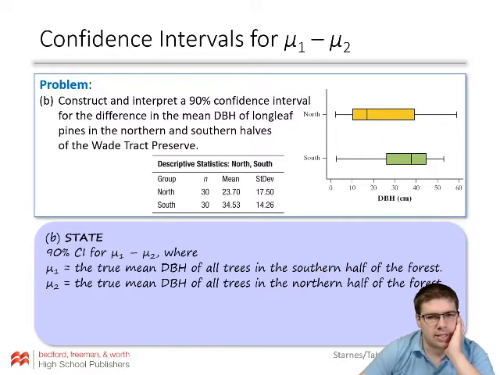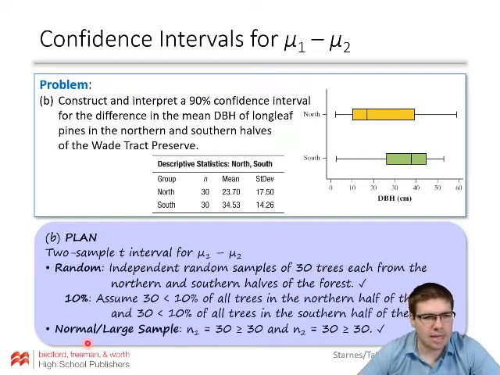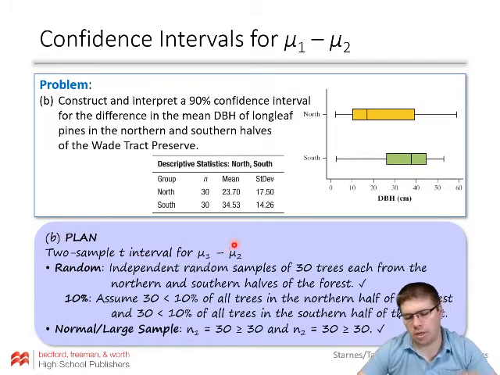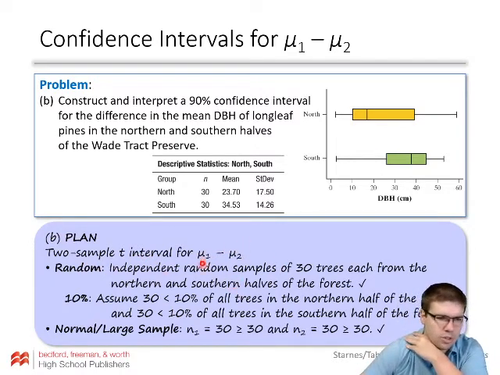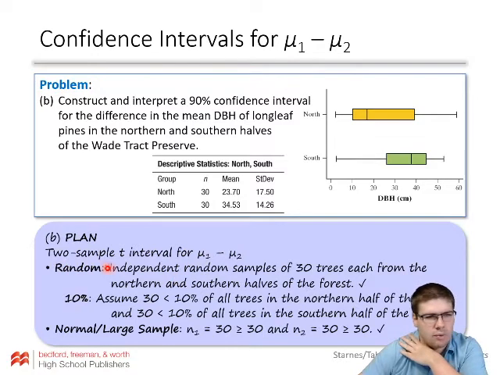All right, so plan, this is a 2-sample t interval for mu1 minus mu2. And you can get away with just saying 2-sample t interval. The mu1 minus mu2 is generally implied, but it's good to write that. The conditions, random. So we have independent random samples, 30 trees from each of the northern and southern halves of the forest. So we have both random. Both sample sizes are less than 10%, so we'll have to assume there are at least 300 trees in each half. So 30 and 30 are both less than 10% of each half.